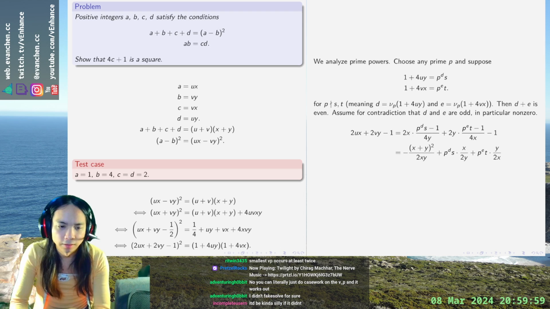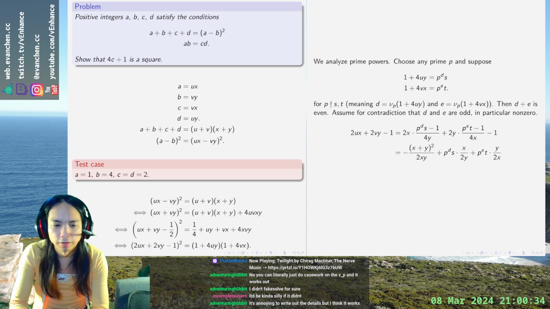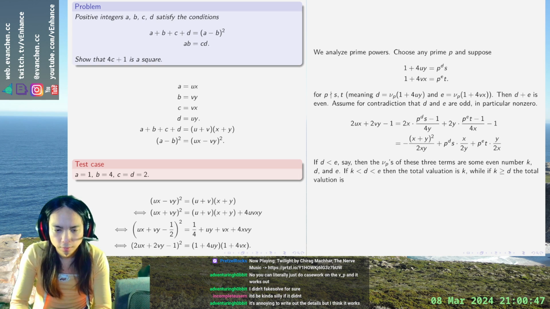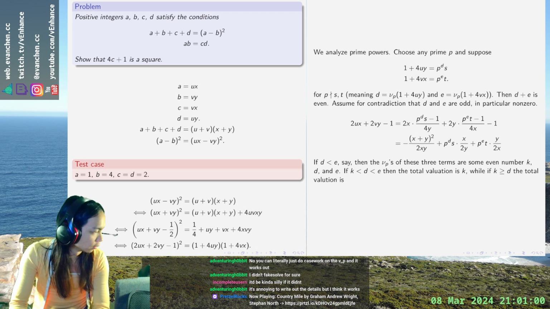So if D is less than E, say, then the valuations of these three terms are in some even number, D and E. If k is less than D less than E, then the total valuation is k, while if D is less than k less than E, the total valuation is the VP of the sum, equal to D plus E over 2.